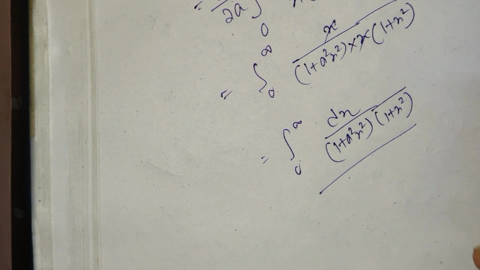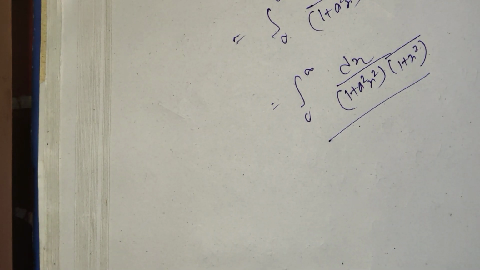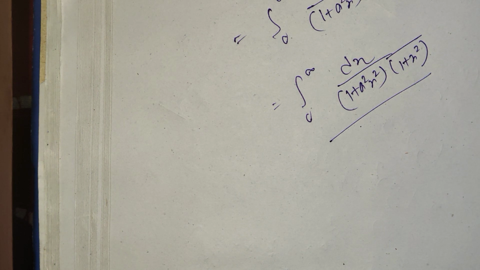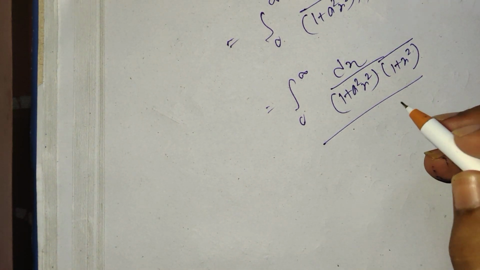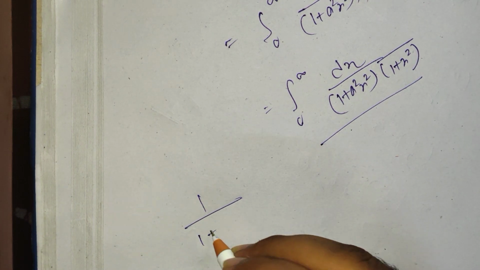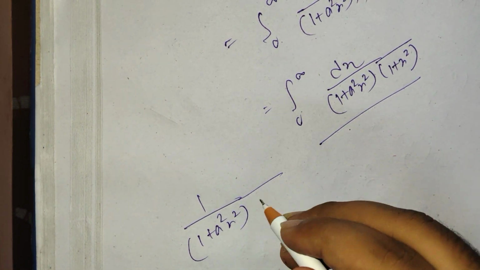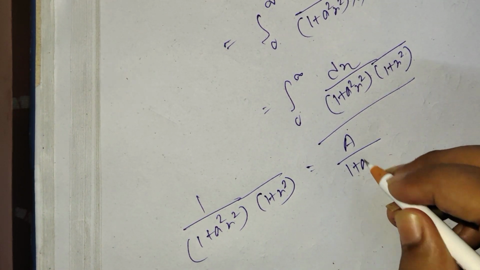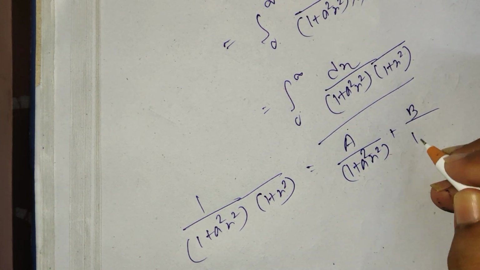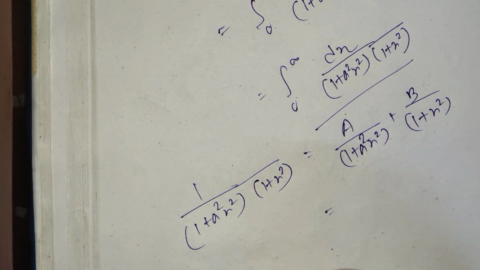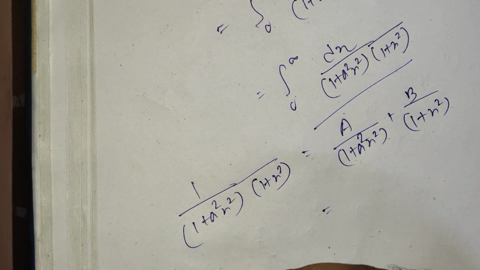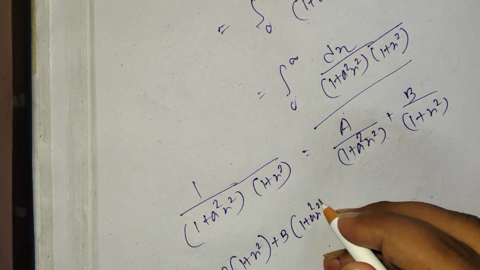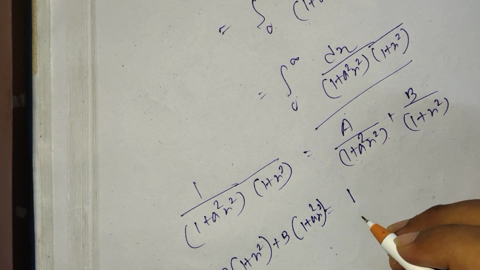Now integrating this is a little bit complex. You have to know the concept of partial fractions. In that case, 1 by (1 plus a square x square) into (1 plus x square) equals A by (1 plus a square x square) plus B by (1 plus x square). Now you can easily equate both sides, and you will get A into (1 plus x square) plus B into (1 plus a square x square) equals 1.